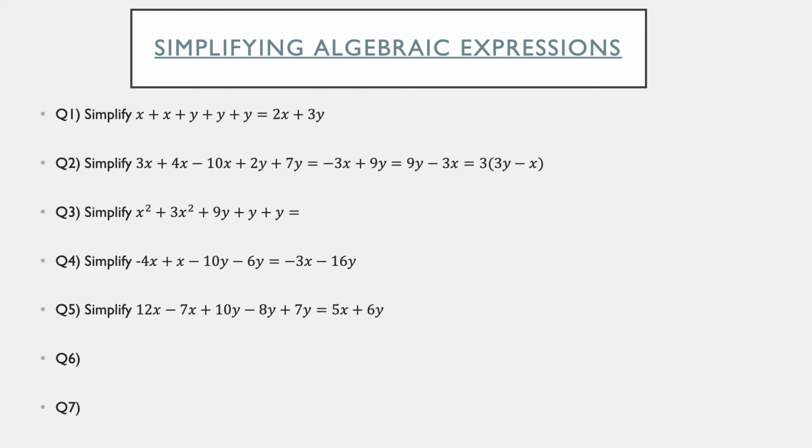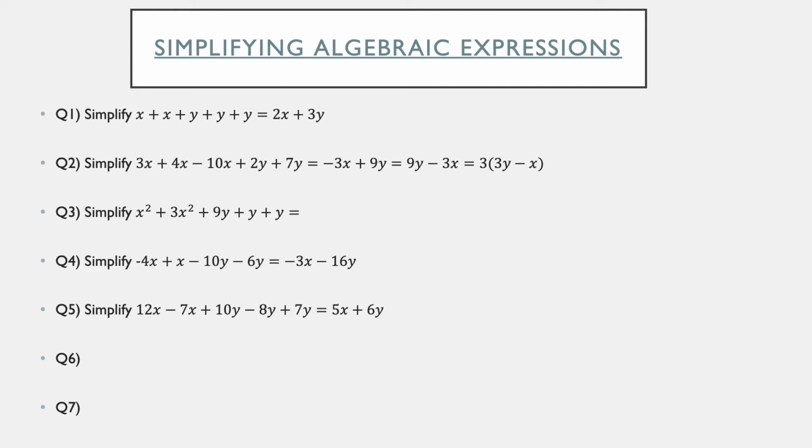Right, guys, question 2. 3x plus 4x minus 10x plus 2y plus 7y. 3x plus 4x is 7x. Minus 10x is going to give me minus 3x. Plus 2y plus 7y, I'm going to get plus 9y, which is minus 3x plus 9y, or 9y minus 3x, which I've just factorized as 3 brackets 3y minus x, or 3 brackets minus x plus 3y. Either way is going to be correct.